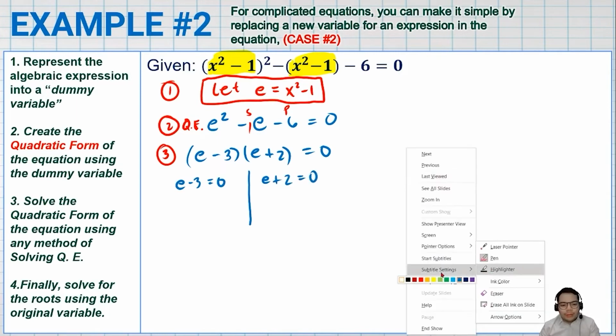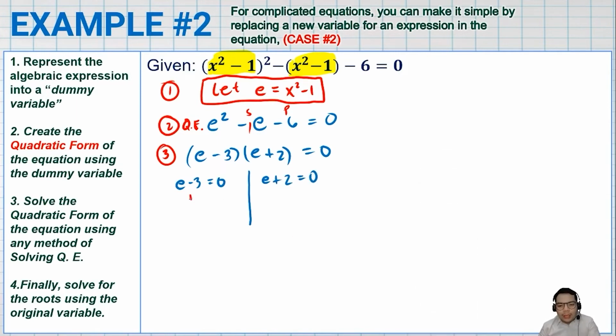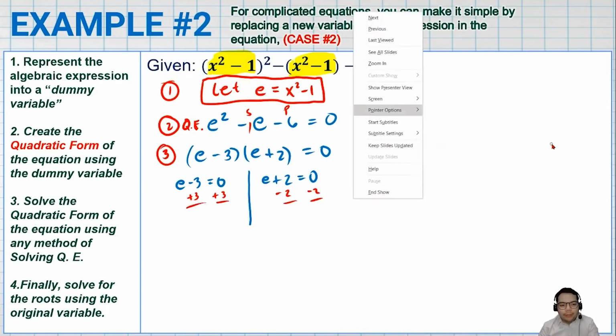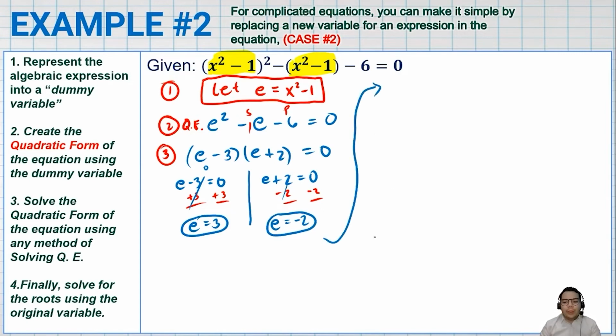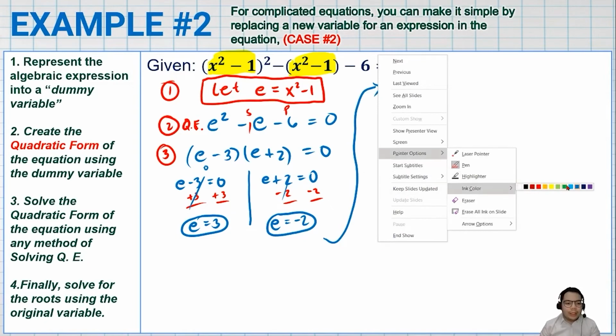Then, solving each of them, we can add 3 for both sides here para maging 0 to. And then, ito naman is subtract 2 for both sides here. So, from that, solve na natin yung value ni e. So, ito ay magiging 0. So, e is equal to positive 3. And this time, ito rin ay magiging 0. So, e is equal to -2. So, in that case, we can already proceed with step number 4 kasi na-solve na natin yung quadratic form.